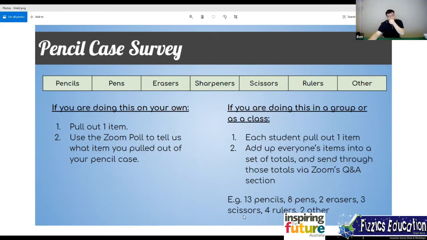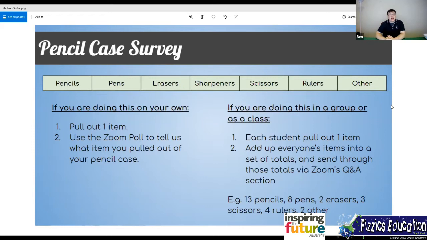And just another reminder that you can easily move the poll out of the way if you need to read the instructions again. Now, I've got an anonymous question here who asks, what happens if your item you pulled out is not on the poll? Well, the good news is we've kept other, right? So other would cover literally anything else that you might find in a pencil case.